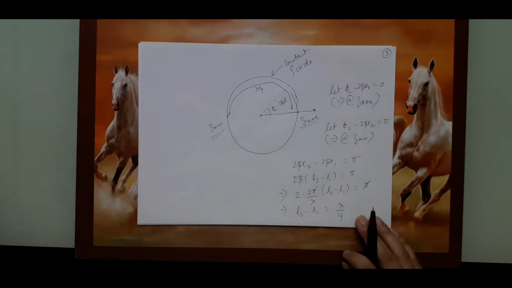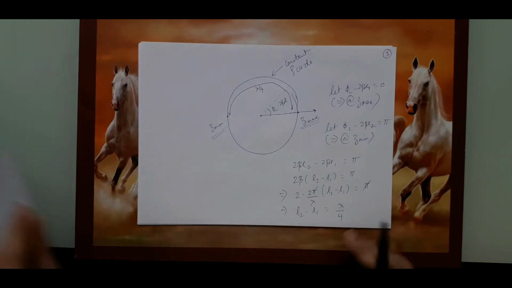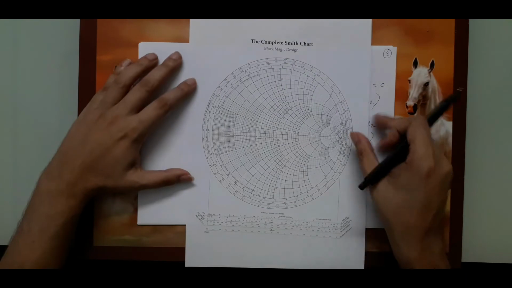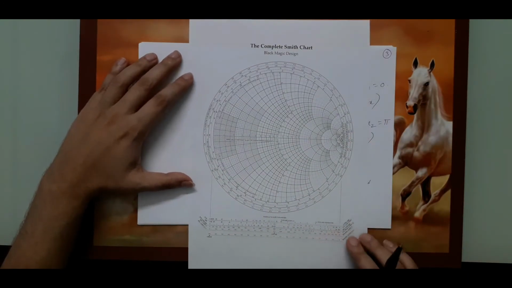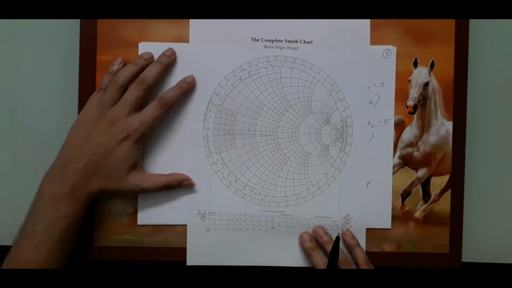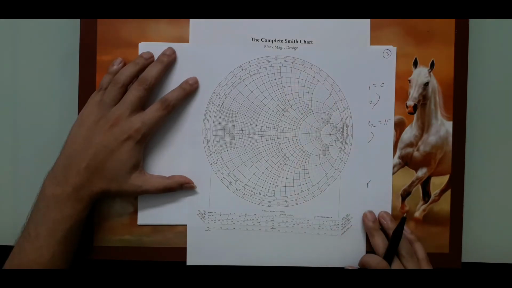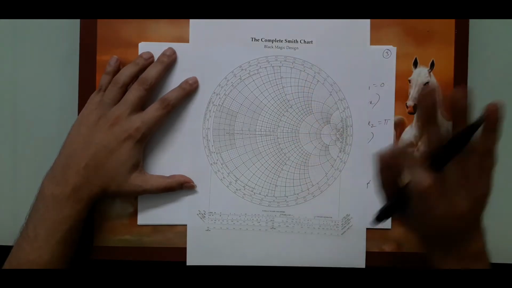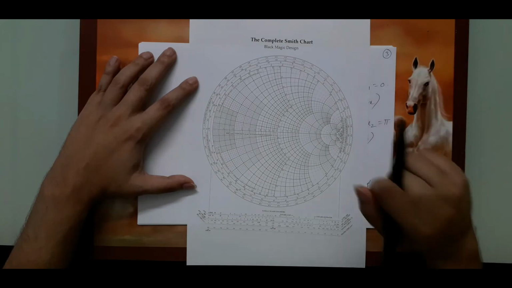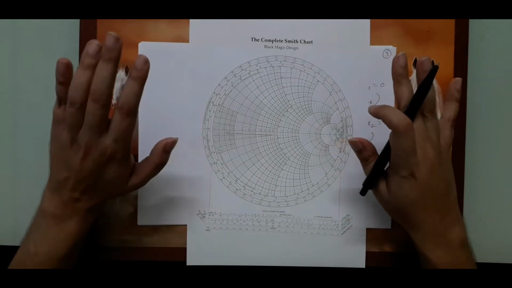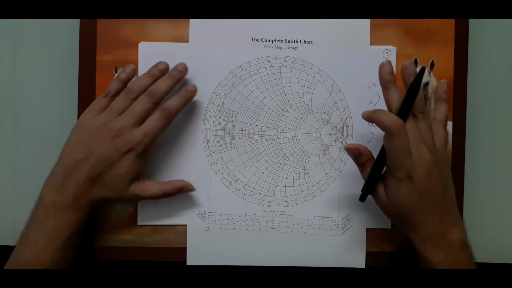Now with this backdrop in mind, let us take a look at the Smith chart. This is a commercial Smith chart that is available in most shops, and what we are going to be using for most of our problem solving.